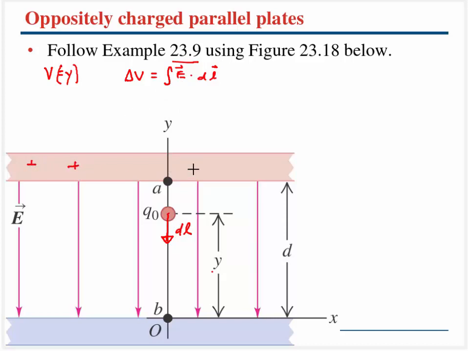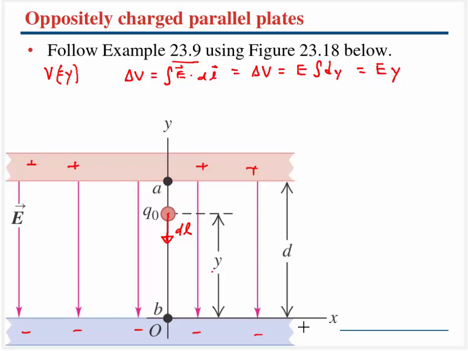Here we're going to have the electric field going from the positive plate, which is going to be the top plate, down to the negative plate. We know that this is going to be a constant electric field, so really we're left with our change in voltage is simply going to be equal to the electric field multiplied by the integral of dy, or really the electric field multiplied by the distance y.